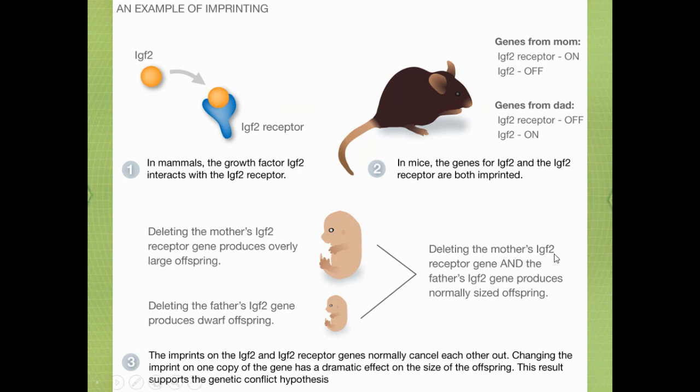Deleting the mother's IGF2 receptor gene and the father's IGF2 gene produces normal-sized offspring. So you need both cases in this particular example. The imprints on the IGF2 and IGF2 receptor genes normally cancel each other out. Changing the imprint on one copy of the gene has a dramatic effect on the size of the offspring. And this result supports the genetic conflict hypothesis. So you need the mom's receptor to not be working and the father's gene to not be working, and then you end up with a normal baby.